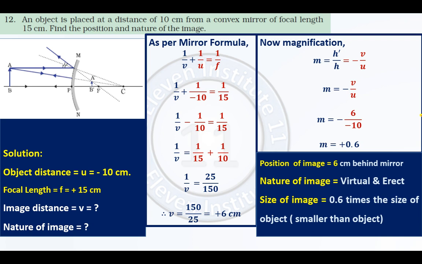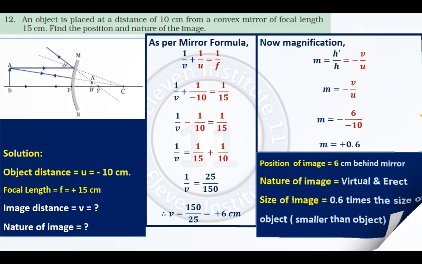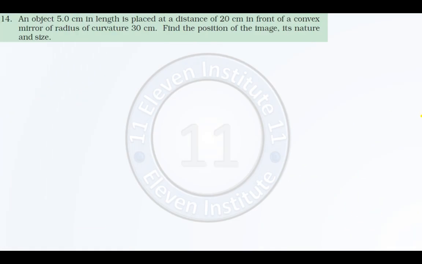Alright, I hope you have written this. Let us now move to the next sum. Number 14. 13 is theoretical. Number 14 is a sum. An object 5 centimeters in length.